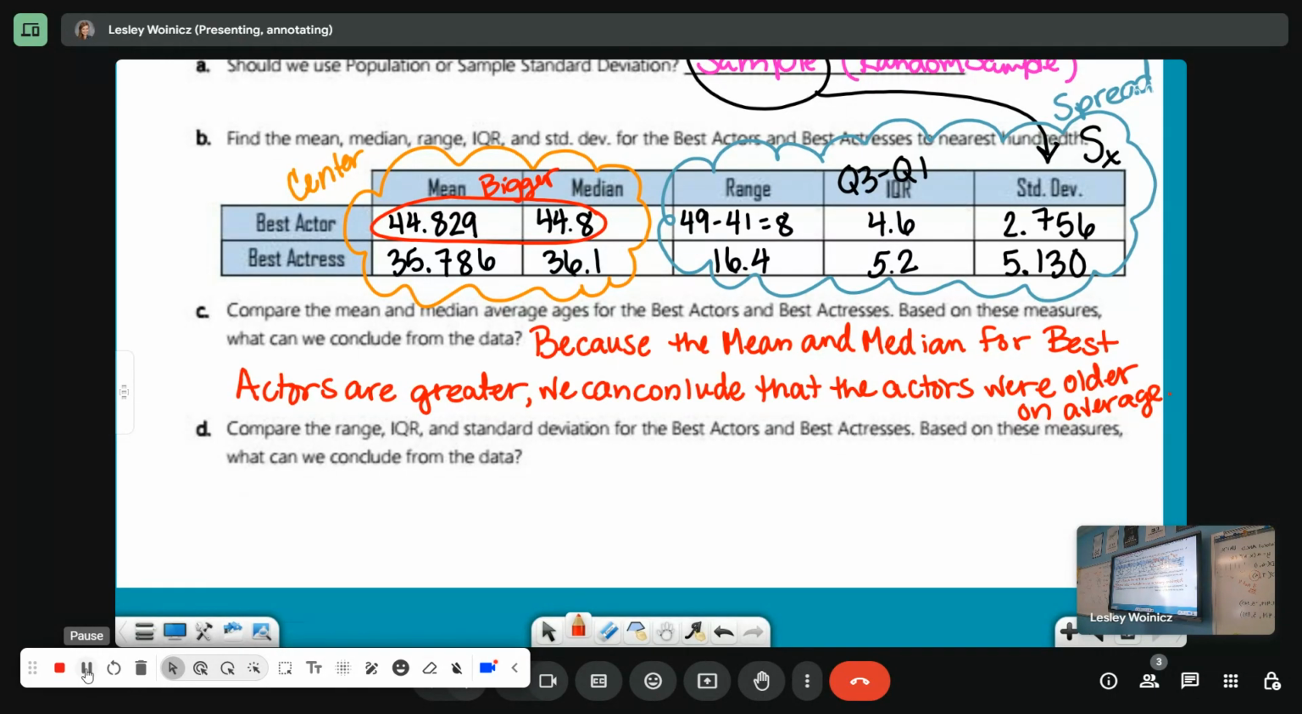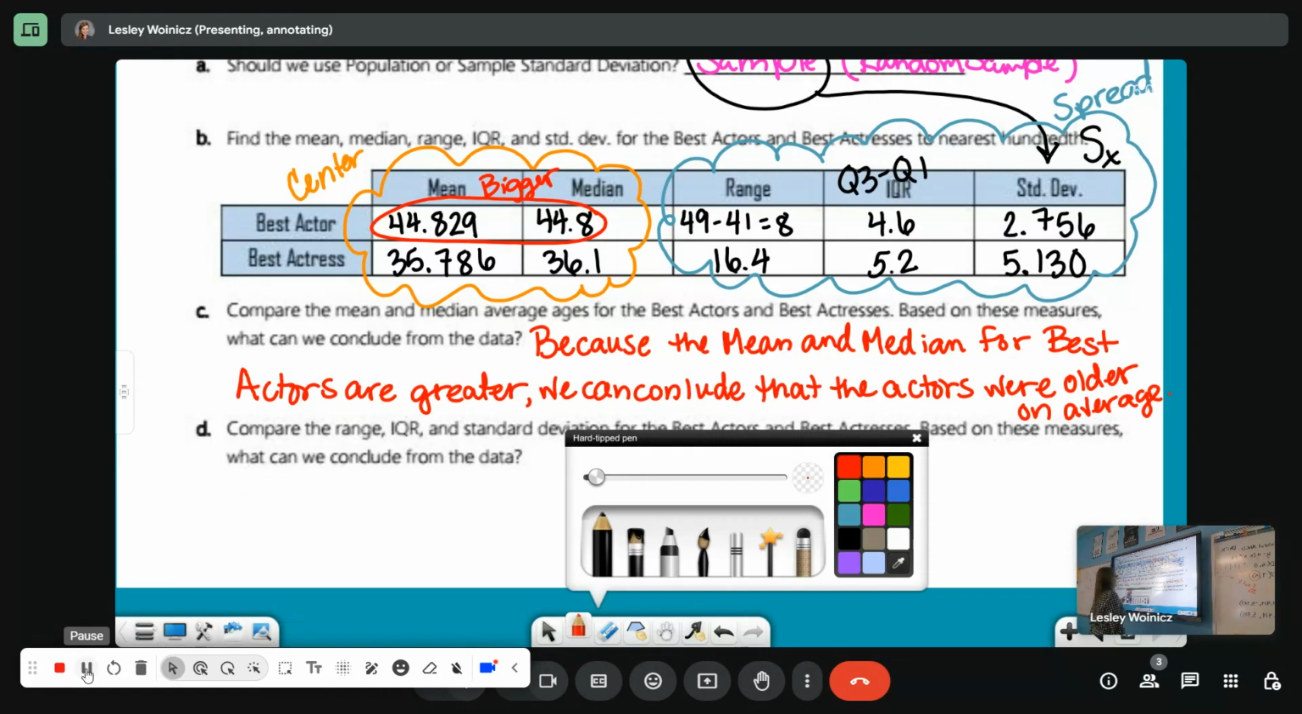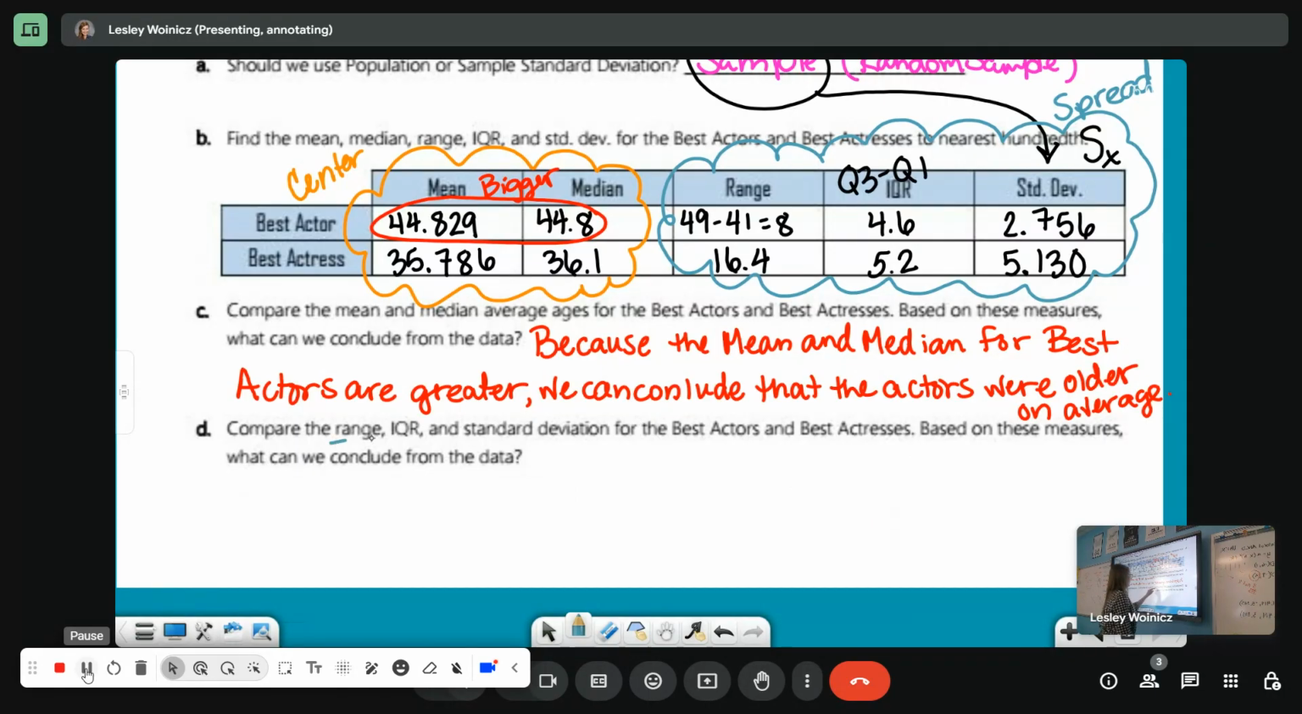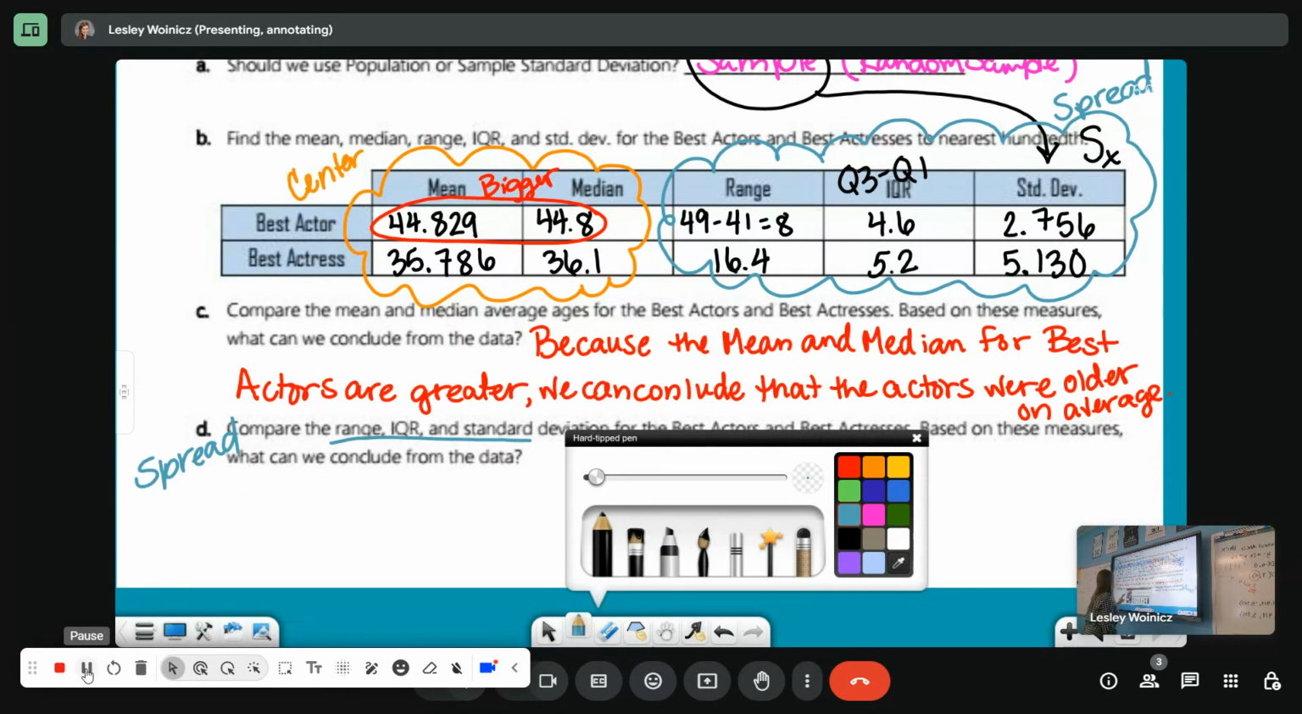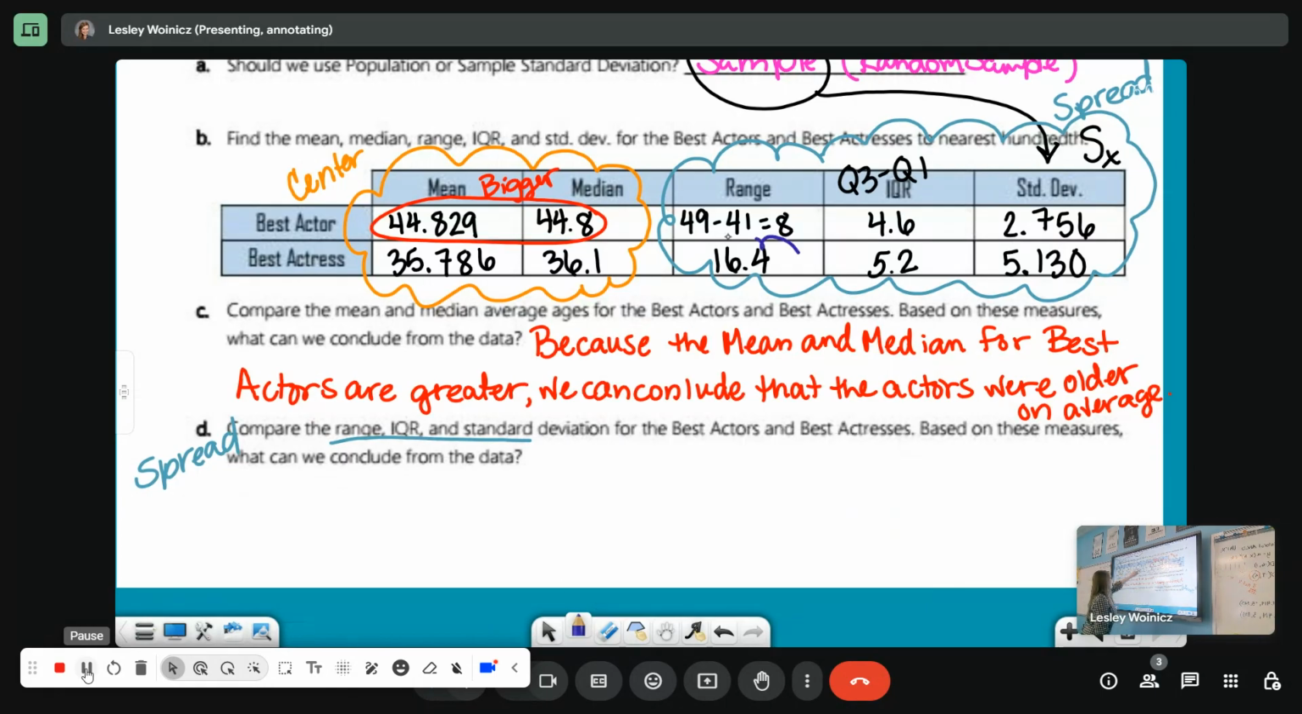Okay, now we're going to look at the range, IQR, and standard deviation. So now we're not talking about center anymore. We are talking about spread. All right, so if I compare the 8 to the 16.4, the 4.6 and the 5.2, and the 2.756 and the 5.130, this time it's the ladies that have the bigger values.